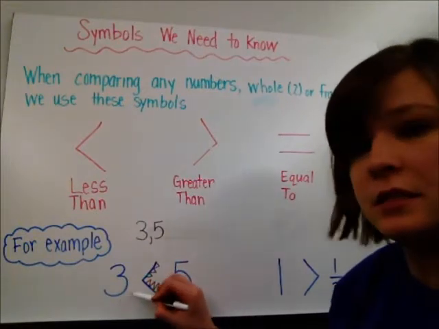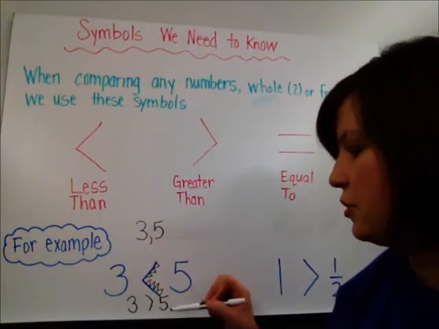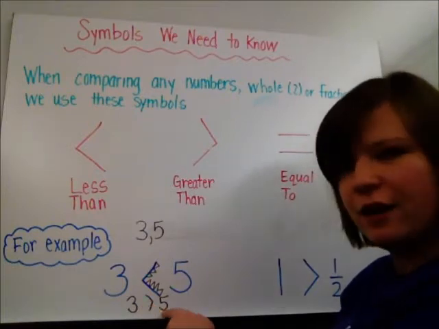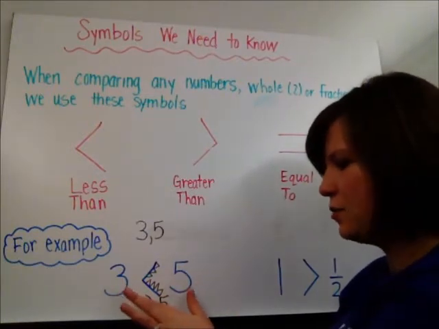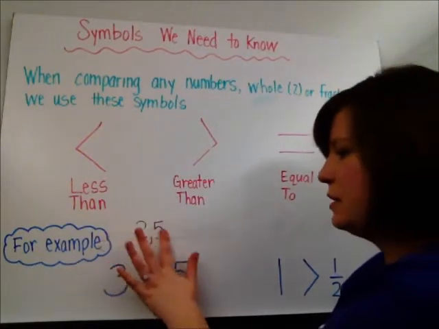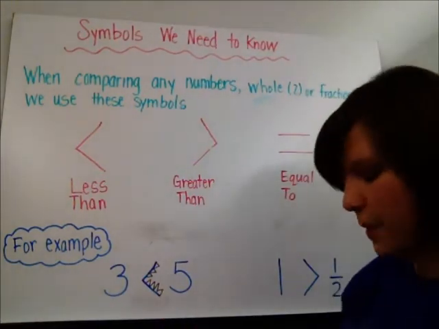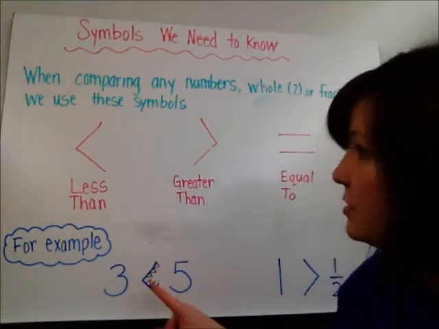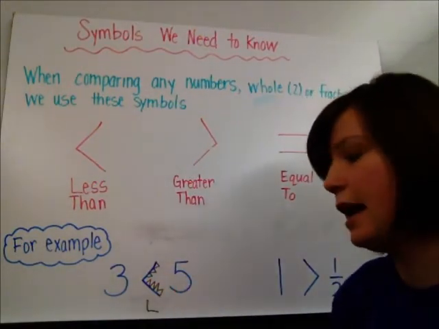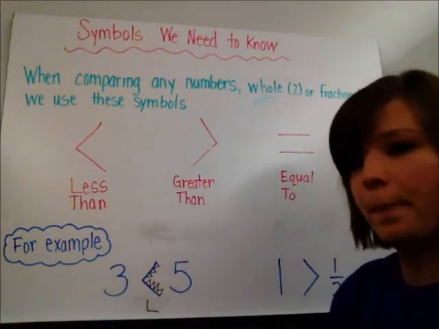So this sentence, can you see that? Would not be true because you're saying that 3 is greater than 5, and we know that 5 is greater than 3, so that's wrong. And when we're reading the number sentence, if I were to switch this around, I can look and see that this does look like my crooked L. If my L goes that way, that does look like my crooked L. So the way I would read that is 3 is less than 5.